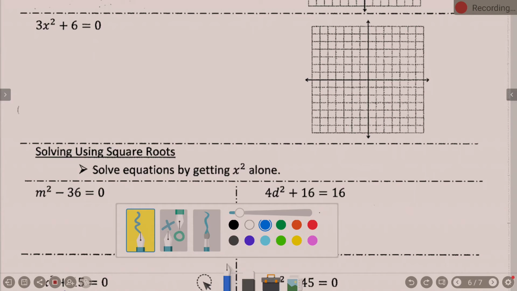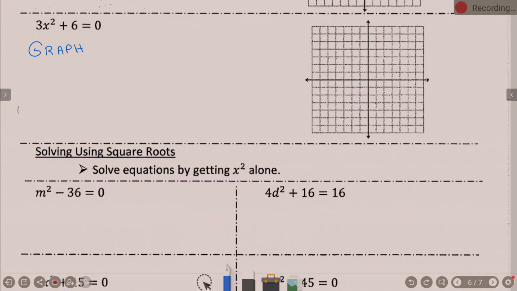Okay, so if it's 3x squared plus 6 equals 0, we're going to graph it, trying to find our x-intercepts. So we're graphing y equals 3x squared plus 6. I'm going to set up an xy chart. What kind of x values sound good to you? 0, 1, 2.